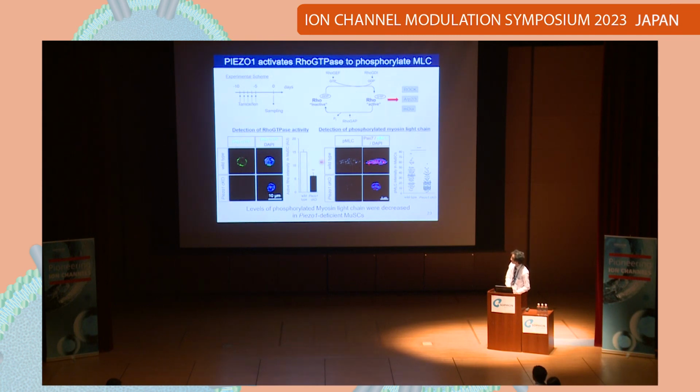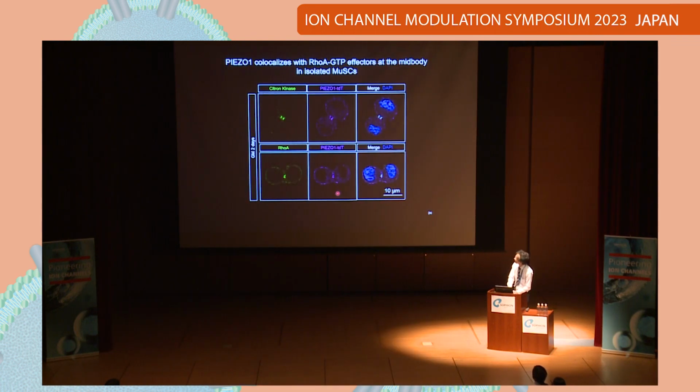Consistent with this data, we can appreciate that the amount of the phosphorylated form of myosin light chain was clearly decreased in PS1 CKO. Moreover, consistent with the data, immunofluorescent analysis revealed that PIEZO1 was co-localized with RhoA at the mid-body of isolated satellite cells.